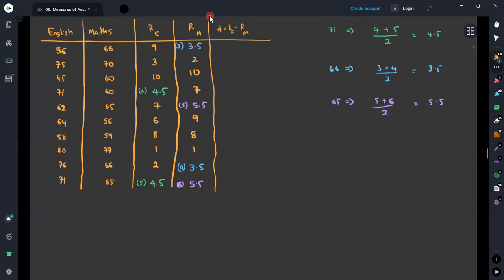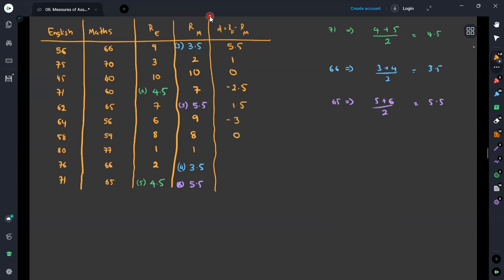We can see that the value is 5.5. Then 3 minus 2, it is 1. 10 minus 10, 0. Then 4.5 minus 7, we can get it as minus 2.5. Then 7 minus 5.5, we are getting the value as 1.5. 6 minus 9 is minus 3.